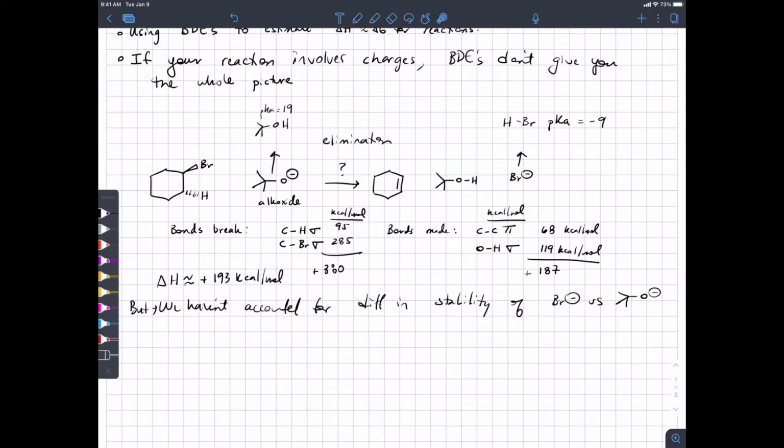I would not have asked you, nor will I ask at this stage, for you to predict whether this reaction was favorable in the forward direction or reverse, in part because it would be complicated to figure out how to offset this number from bond dissociation enthalpies with the dramatic change in stability of conjugate bases. To get the idea, if charges are involved, be careful. The BDEs don't give you the whole picture.